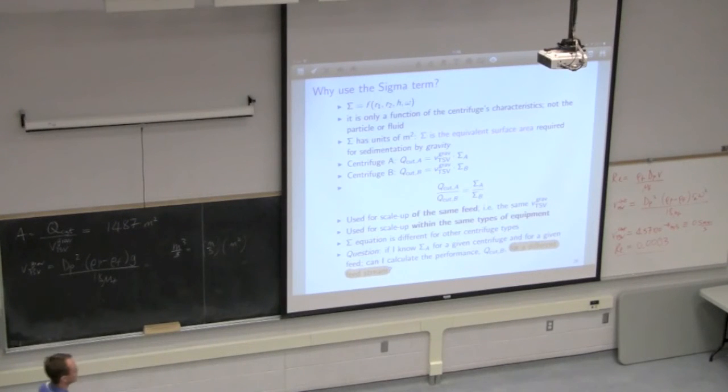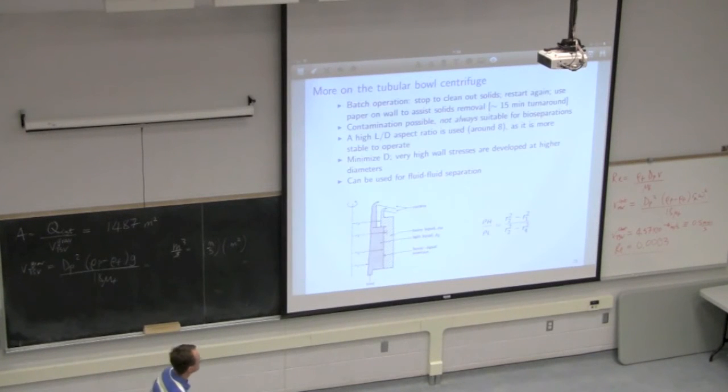So this is very common in companies. Capital equipment like a centrifuge costs a lot to install and get operating. So once it's up and running and working on one feed, there may come a time a year or two later where they need to start using it to process another stream. So how can they predict that centrifuge's performance on the new type of feed? And this formula is really powerful for that. Okay, so we'll come and use that as an example later on.